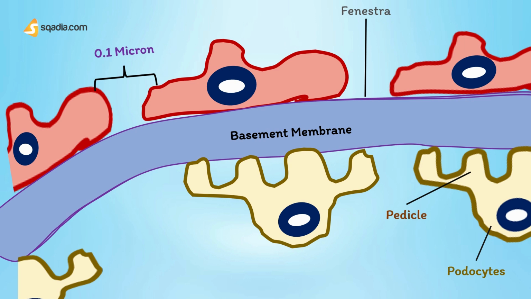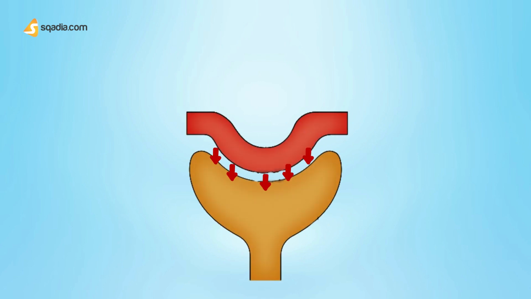Pedicles interdigitate, leaving small cleft-like spaces in between. The cleft-like space is called a slit pore or filtration slit. Filtration takes place through these slit pores. This side has blood, while this side has filtrate. So, glomerular filtration rate is the volume of fluid filtered from the glomeruli into Bowman's space per unit time.